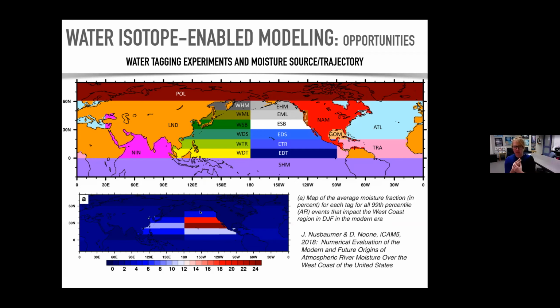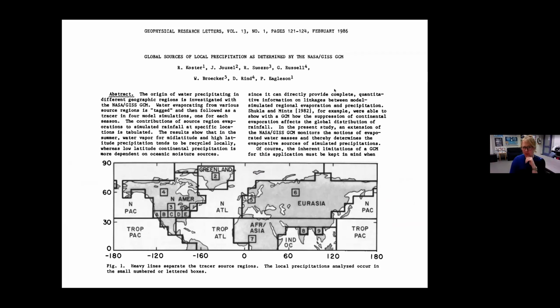This is a key tool we could use to better constrain that. In my attempt to provide a broad overview, I did a deep dive on moisture tagging and found the following, once again, a paper from 1986. We must respect the work that comes before us. But I think this is maybe, hopefully, let me know if I'm wrong, the first water tagging paper using the GISS model that I could find.